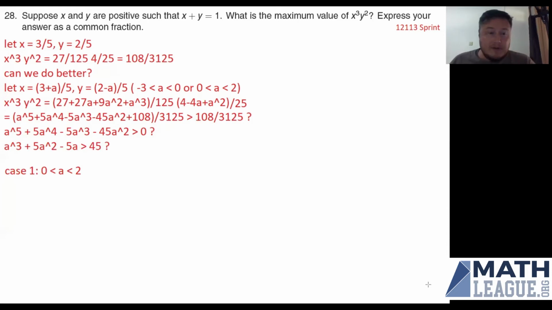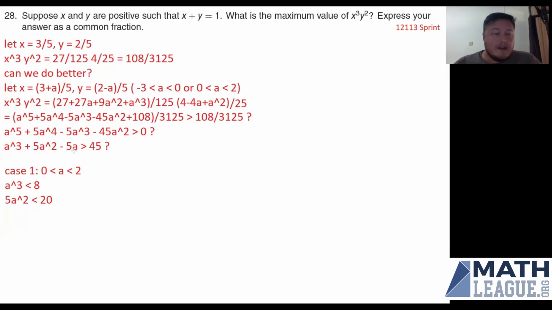Well, if a is between 0 and 2, a cubed is definitely less than 8. If a is between 0 and 2, then a squared has to be between 0 and 4, and 5a squared has to be between 0 and 20. In particular, 5a squared is less than 20. Now, what about the minus 5a part of this cubic, the part that we see right here?